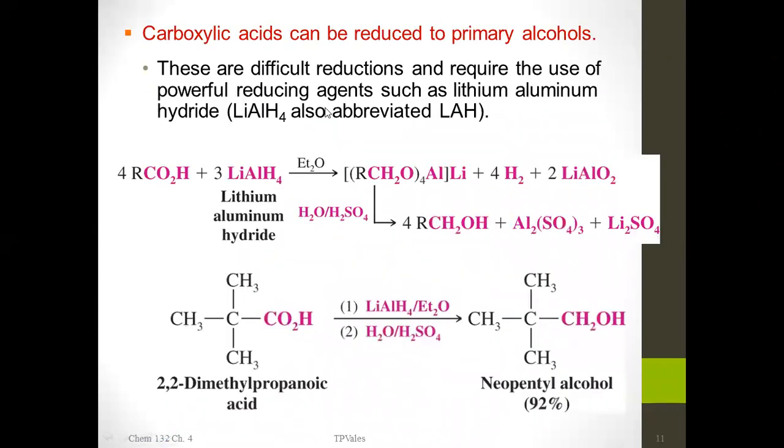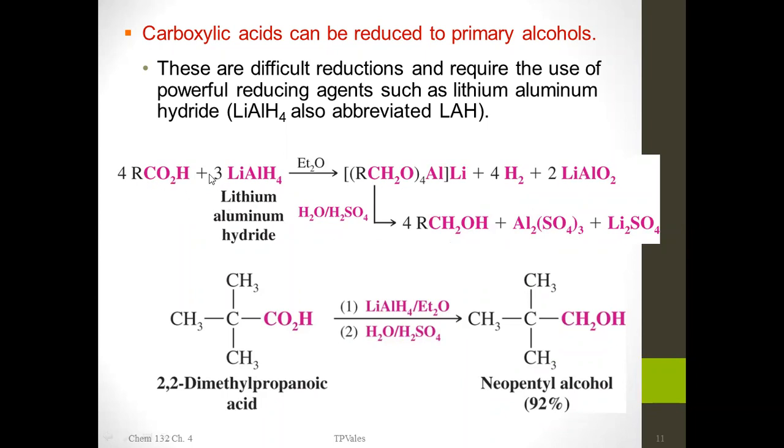Okay, so for the reduction of carboxylic acids to alcohols, we require the use of powerful reducing agents. So what are the common reducing agents? Whenever you encounter lithium aluminum hydride, or LAH, you have the formula LiAlH4. With lithium aluminum hydride we can actually obtain our alcohol, but the process is a very long one.